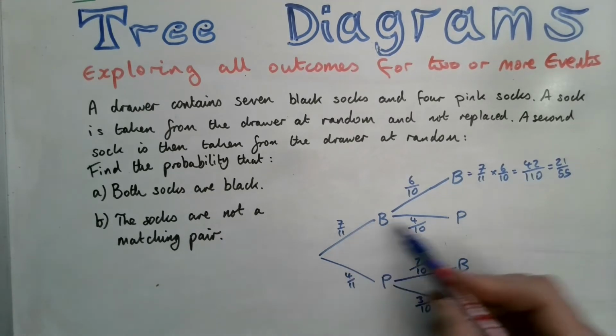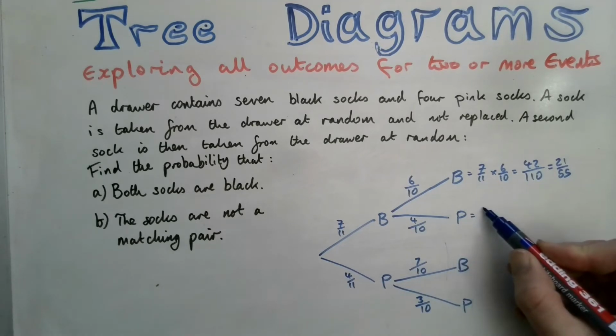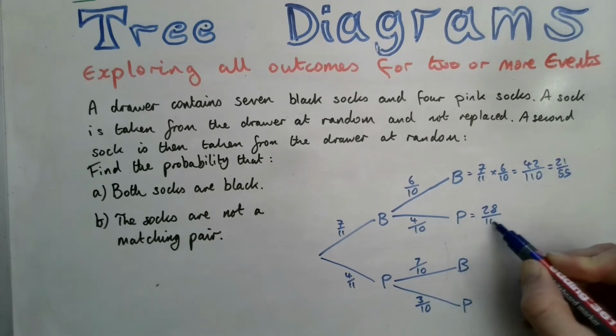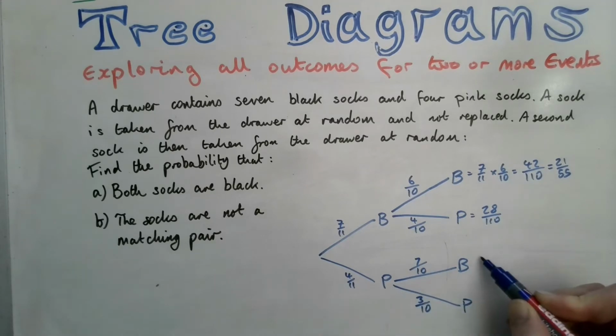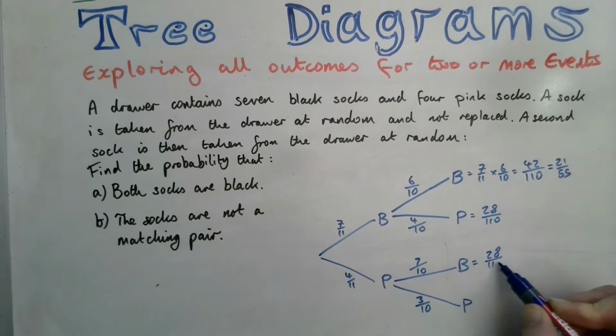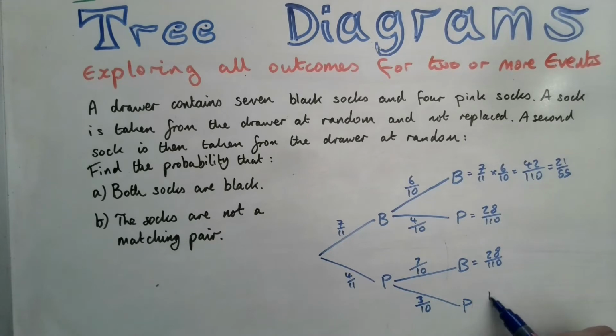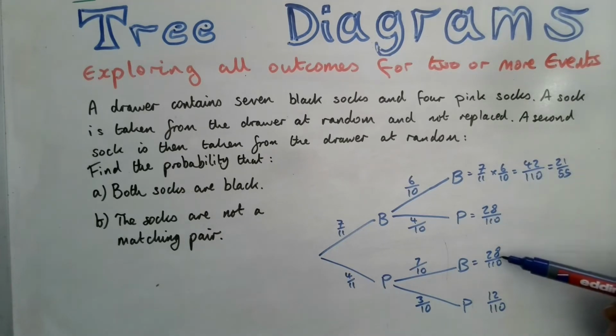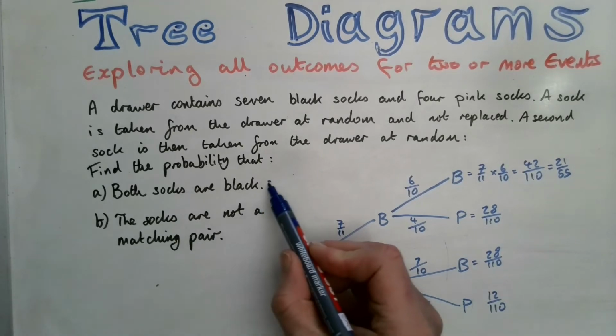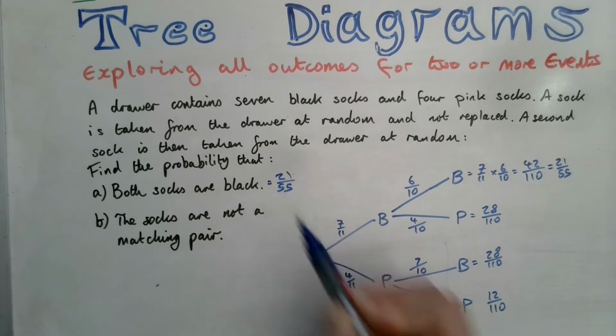If we do this now, 7 times 4 gives us 28 over 110. 4 times 7 also gives us 28 over 110. And 4 times 3 gives us 12 over 110. So if you add up 42, 28, 28 and 12, you get 110. Whereas it gets a bit confused because if you've got different numbers over, sometimes they simplify to different denominators. So our black socks, both being black, is 21 out of 55.